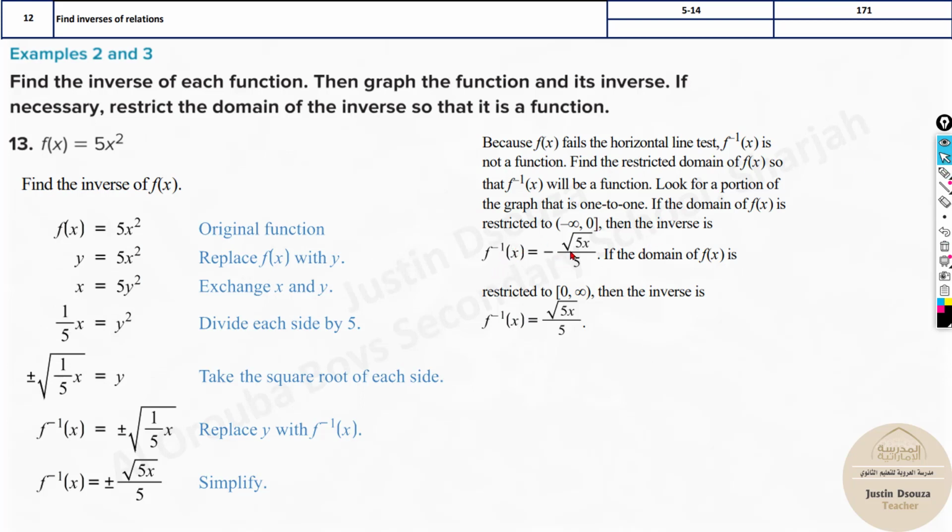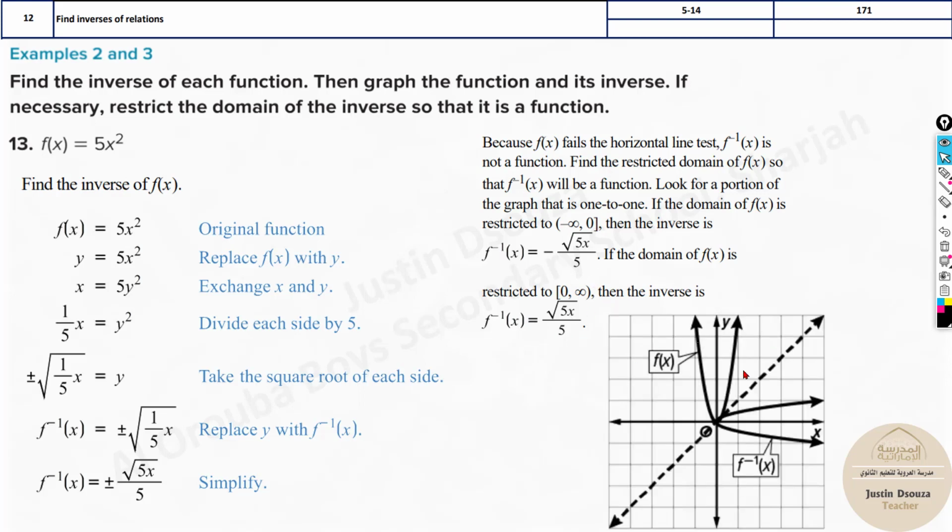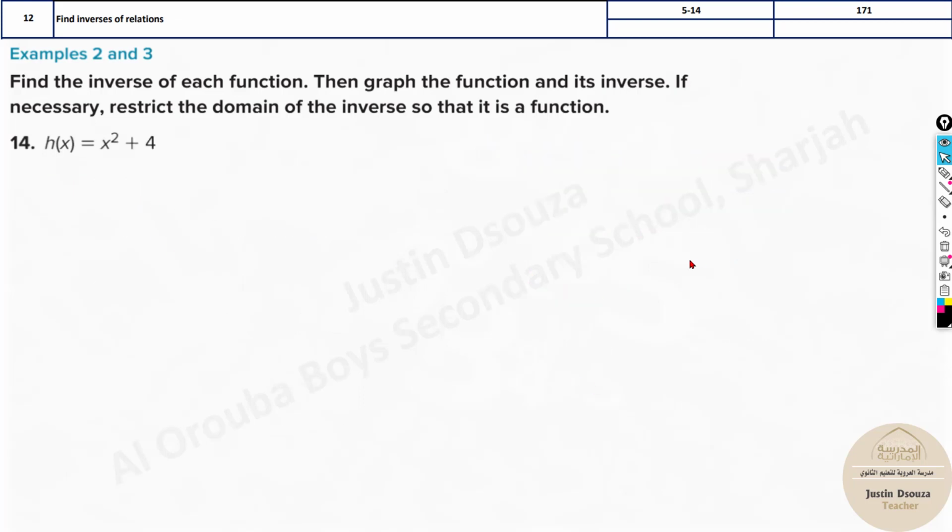Here, f inverse of x is negative root of x by 5 when the domain of the given function f of x is restricted from minus infinity to 0. Whereas if you restrict it from 0 to infinity, it's always written from lower to bigger value, 0 to infinity, it will be positive. That's the concept. And this is the graph. But here this is when it's restricted, the first one minus infinity, minus root x, and the second one. The same thing can be done over here. Again, another square function.